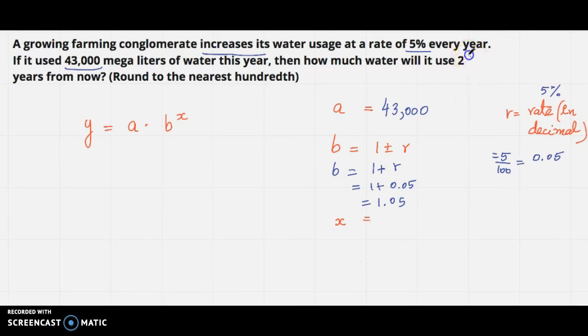Now X is just here. How much water will it use 2 years from now? So X is just 2. Plug it into our formula. A is 43,000 times B, which is 1.05 to the power of 2. Just put it straight into your calculator, but do the exponent first: 1.05 to the power of 2. Multiply that answer with 43,000.